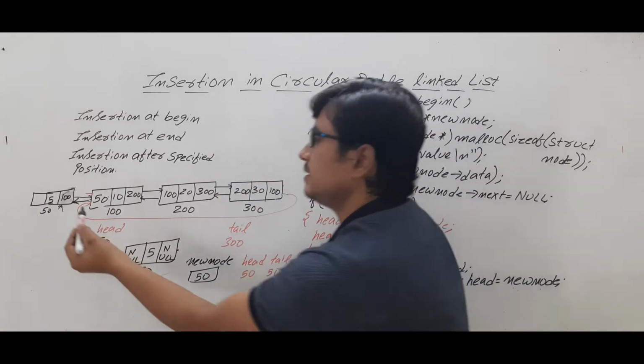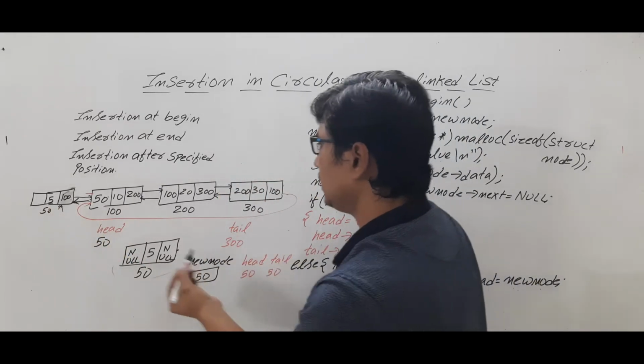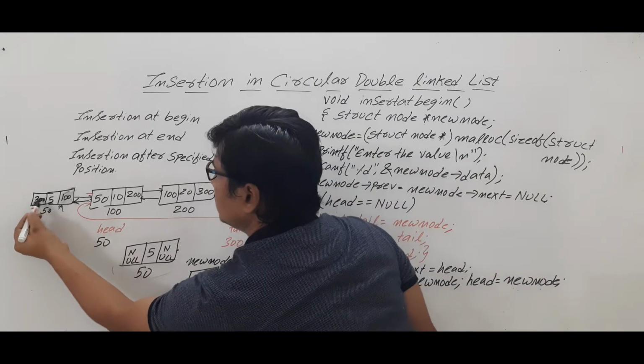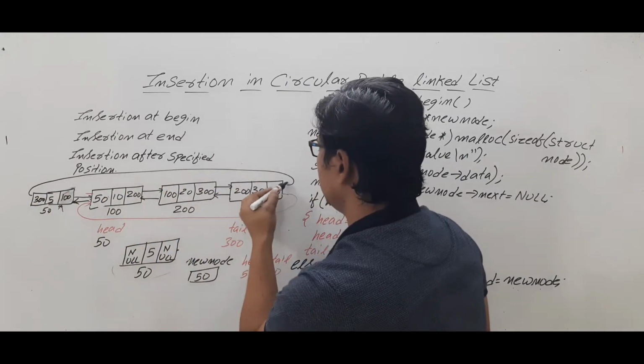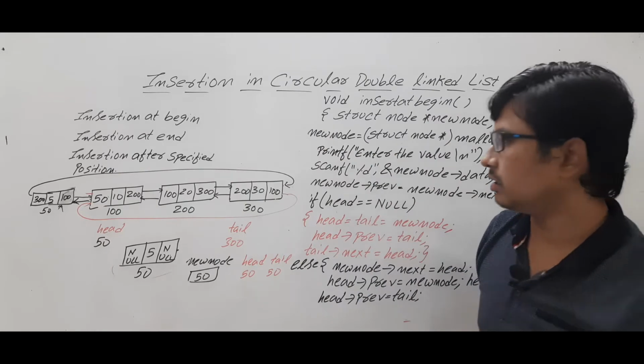Are you able to understand? So this one, what we are writing? Tail. Here you will get 300. So there will be a link like this. Are you able to follow with me or not? Okay.